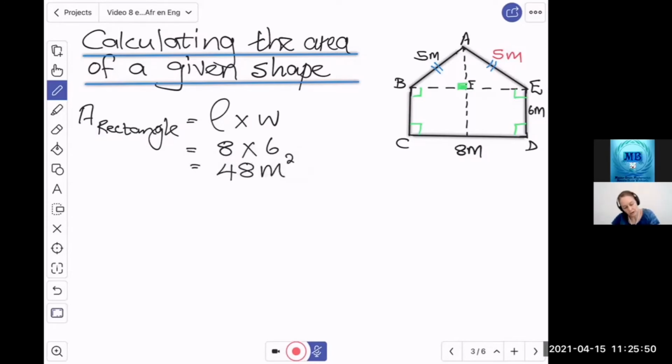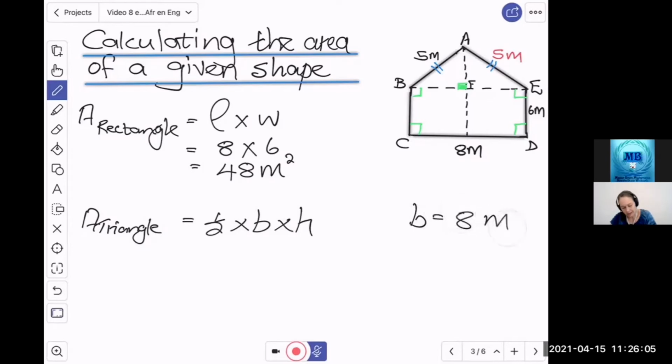Right, so now in order to do the area of the triangle, the formula for the area of a triangle is half times base times height. Now in this case, we have a base length of 8 meters, but we do not have the value for the height yet. So what do we need to do? Because we've been given a triangle with a 90-degree angle in there, we know that we can use the theorem of Pythagoras, and we can calculate the length of AF, which is the height.